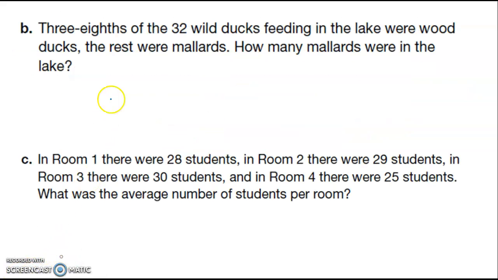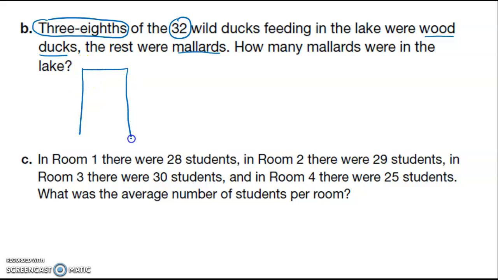Change my colors. Here we go. 3/8 of the 32 wild ducks feeding in the lake were wood ducks, and the rest were mallards. How many mallards were there in the lake? So let's see. If I do this, and 3/8, so I need something with 8 boxes.